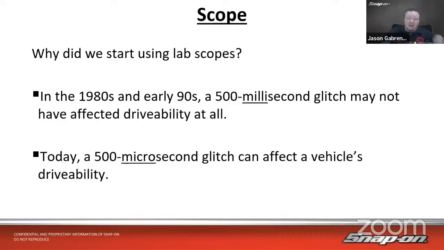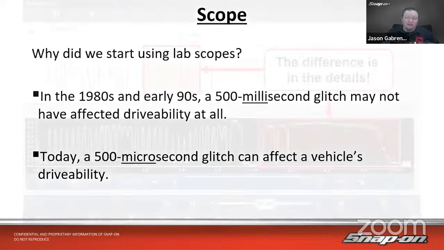Today, a 500 microsecond glitch can screw up a car. If we think about 500 microseconds, that's 500 millionths of a second. Take a second, divide it into a million little pieces, take just 500 of those. That's all it takes. Actually, it's less than that, really, just tens of microseconds, if that. Computers on vehicles have come a long way, and they're considerably faster than they ever used to be. So we need a high sample rate tool in order to find these short microsecond length glitches.